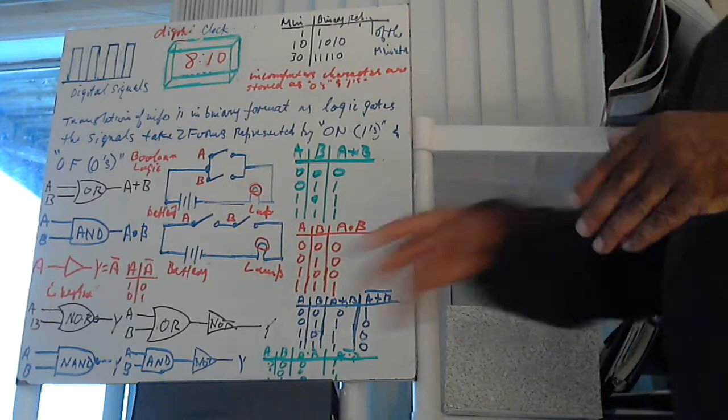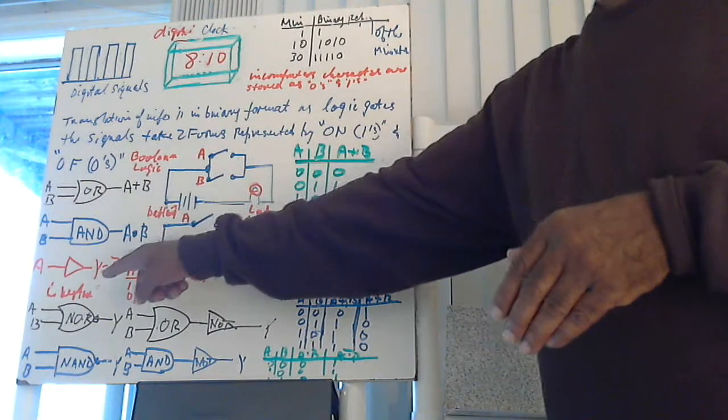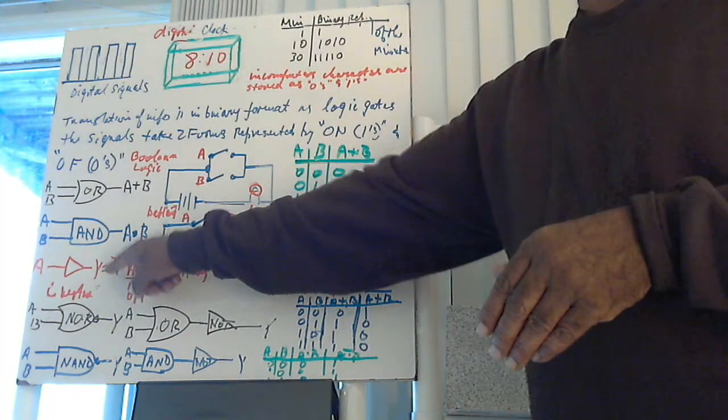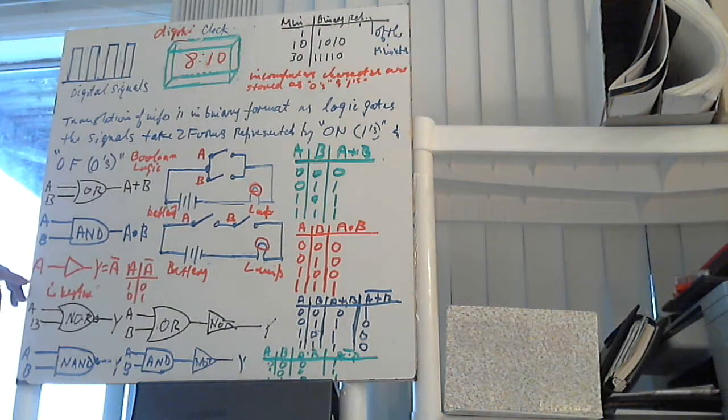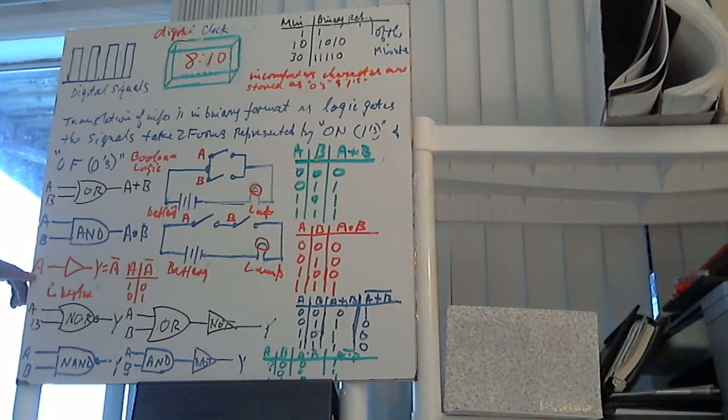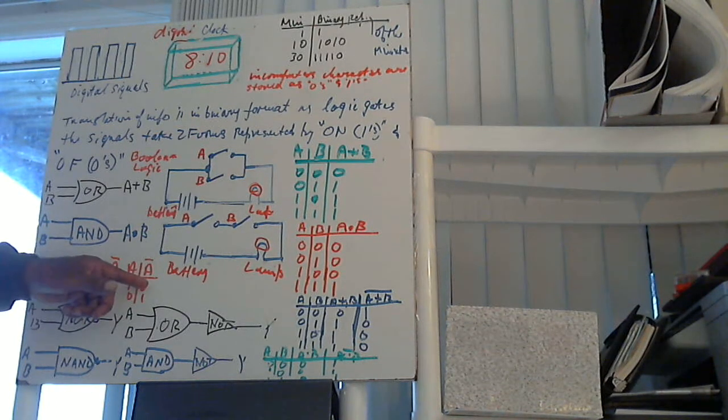Alright? Now, apart from the OR and the AND gate, we have another important one we call the inverter, which is this one here. What the inverter does is, if A is on, the switch is on, it inverts it, so it doesn't light. If A is off, then it inverts it to give you the opposite. And we have a little table of it here. When A is 1, the output is off.